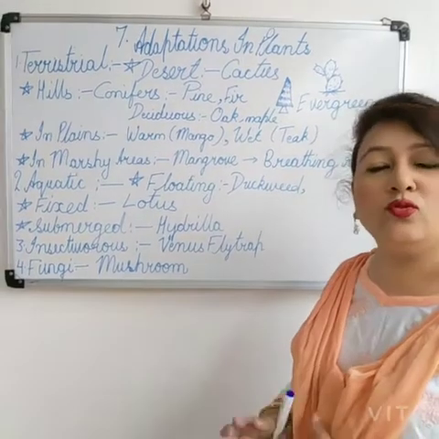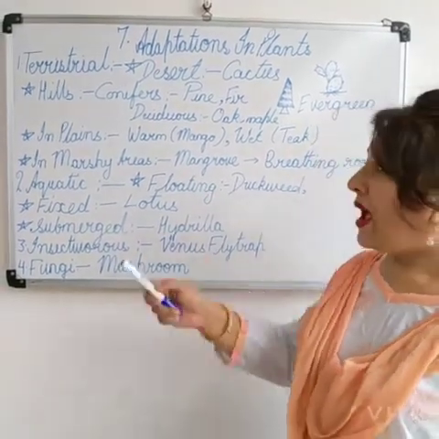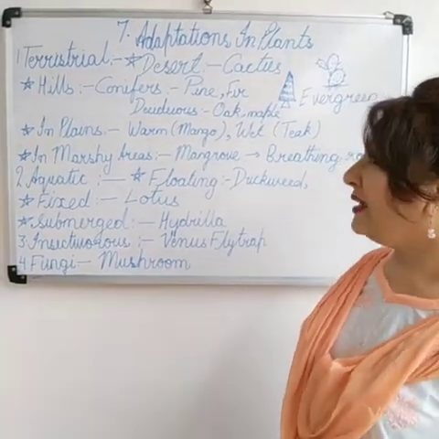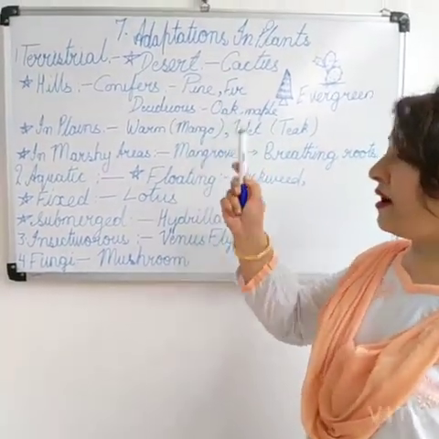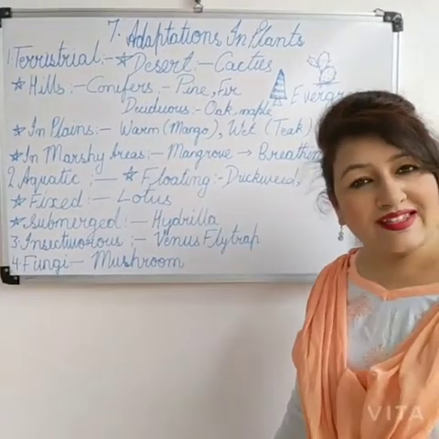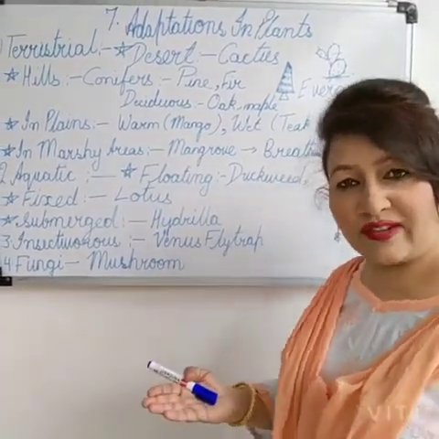Evergreen means they do not shed the leaves at all, and there are some deciduous trees found in the hills also. They are the oak and the maple. They shed off their leaves during the winter season and they grow new leaves during the spring.